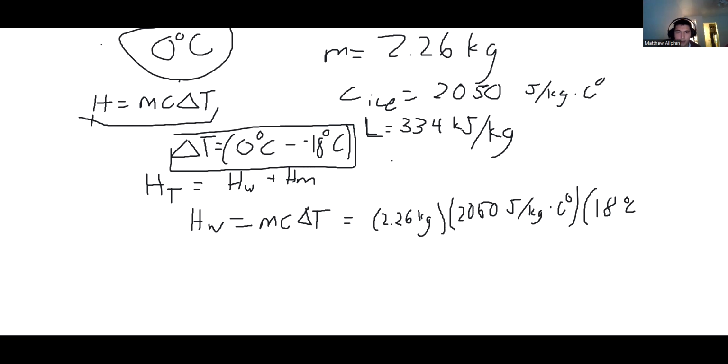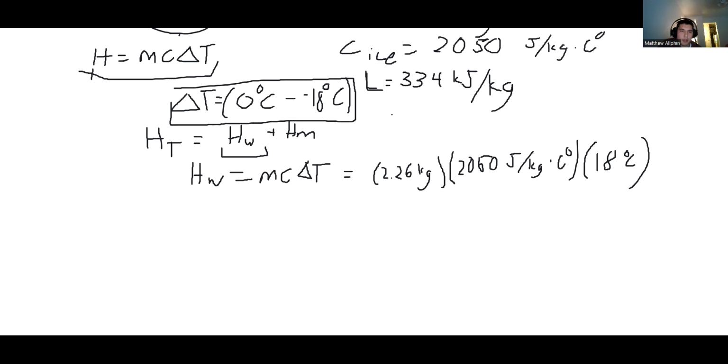And I've been writing it backwards, but that's okay. So then that's just my heat I need to warm it up. Now I need the heat it actually takes to melt it, which is, since it's changing phases, going to be the latent heat equation, where this is the latent heat of fusion.